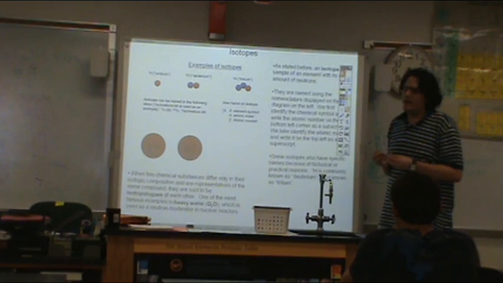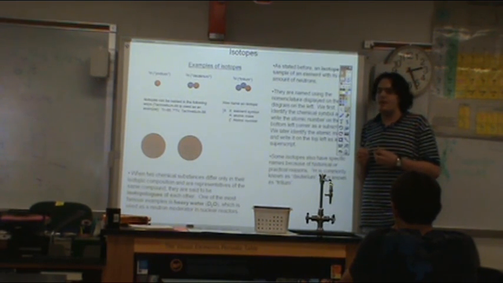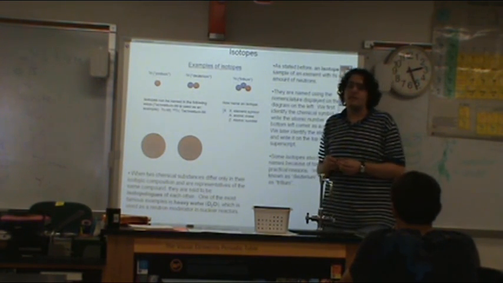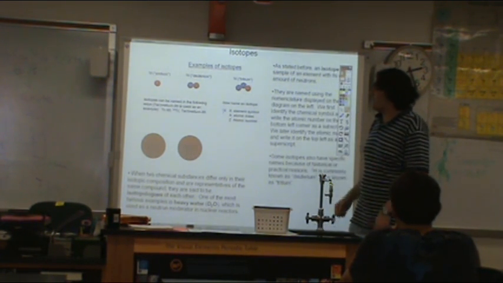Here's what I was talking about earlier. In order to identify isotopes, we give them names, and by names, we identify the number of neutrons in terms of atomic mass.